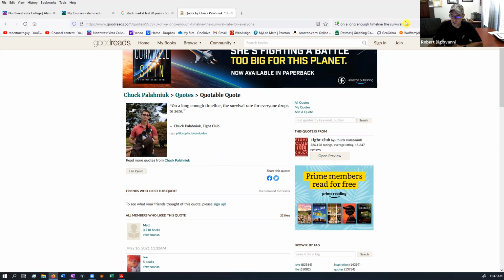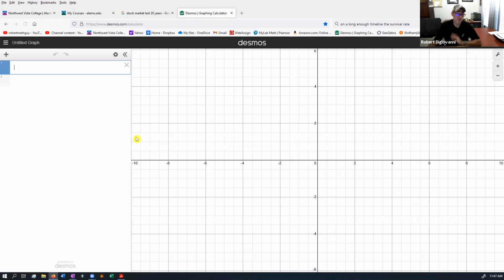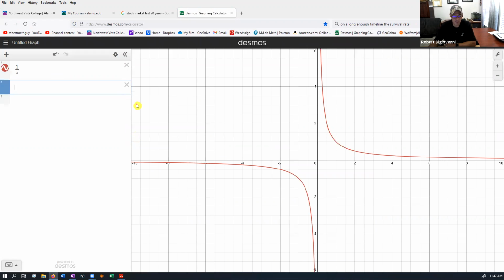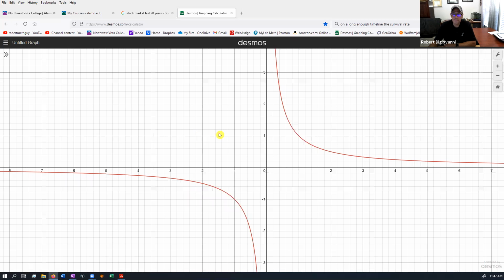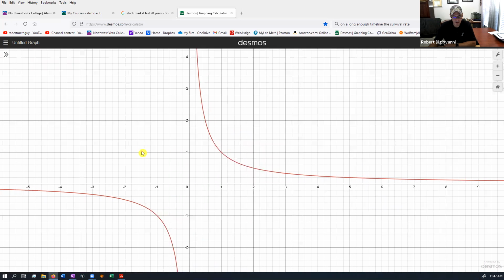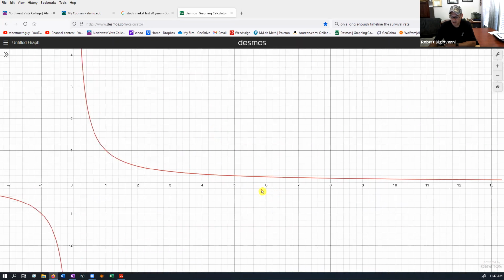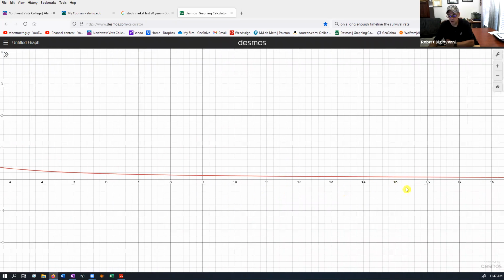All right, so let me see here. I want to graph something for you. This is your first look at a rational function. I'm going to have you look at the most basic one. This is what it looks like. Here's the graph. And what I want you to see is that if you start to go to the right, do you see what it's doing? Do you see that as you go to the right, it's getting closer and closer to the x-axis? It's getting closer and closer to 0.